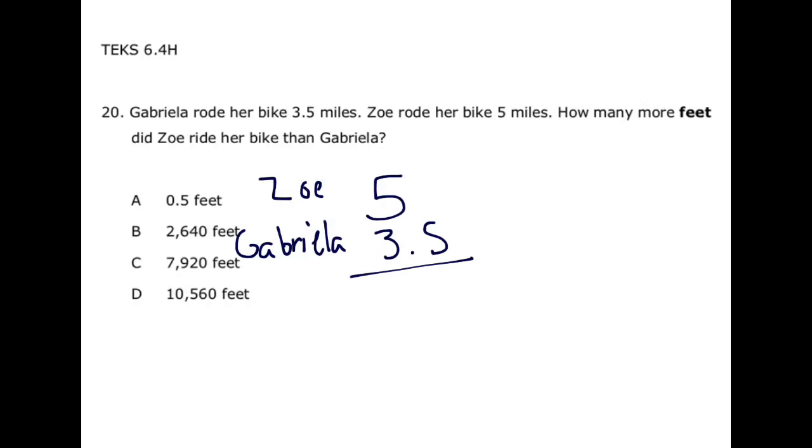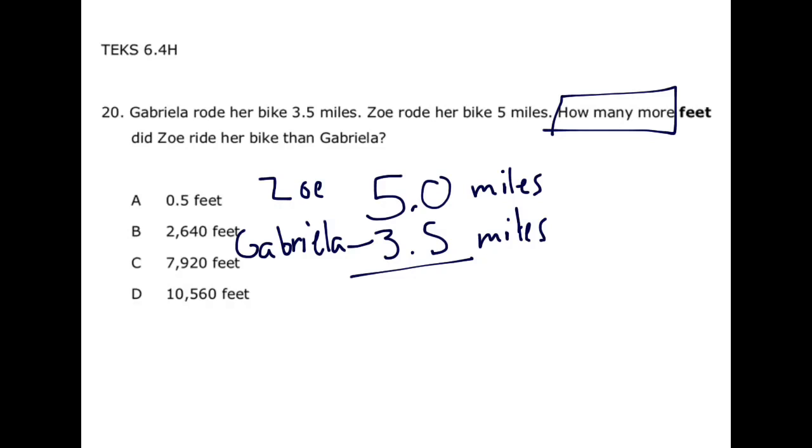I can first subtract to find how many more. You can subtract the miles from each other to figure out how many more miles that is first. So 5 whole miles minus 3 5/10 miles. Now borrow from the 5, make it a 4, make the 0 a 10. 10 minus 5 is 5, 4 minus 3 is 1, and then a decimal straight down.